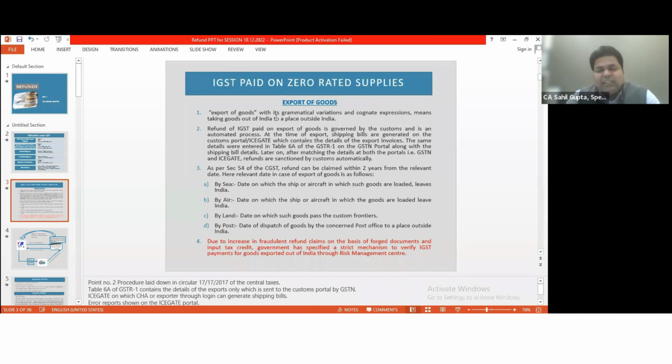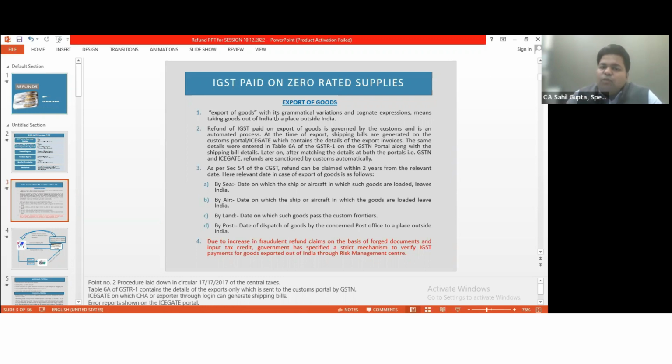There is a condition in section 54. Firstly, refunds are covered under section 54 read with rules 89 to 96. Thereafter, section 54 says who is eligible to take the refunds. Section 54(1) says in what time frame the refunds can be taken. The government has provided a 2 years time limit. In most cases, in the major refund applications, there is a time frame of 2 years from the relevant date. The relevant date is separate in each case.